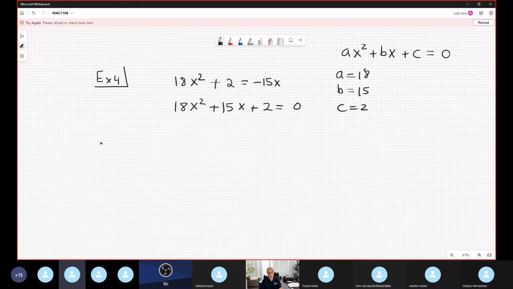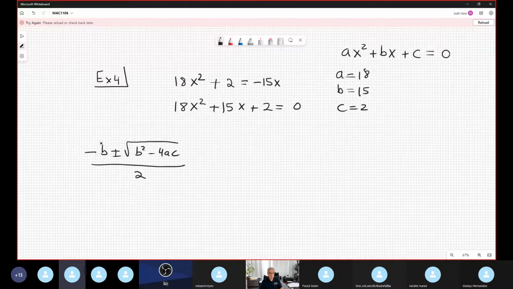So be careful when solving any quadratic equation. The first thing that you must do is express it in standard form. You move everything to the left, the right-hand side must be 0. Now I am ready to identify A, B, C. Now I copy my famous quadratic formula, sorry, quadratic formula.